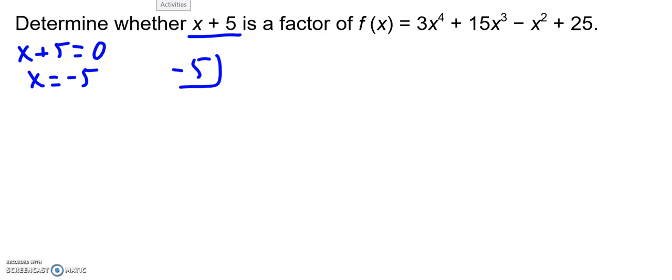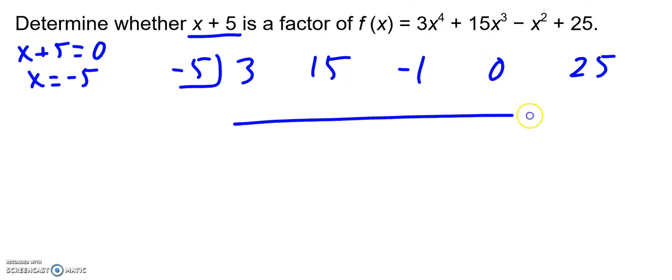Now I take my coefficients, so 3, 15, -1, I have 0x, and then 25. So don't forget I need that placeholder here for 0. Then we can go ahead and do our synthetic division.